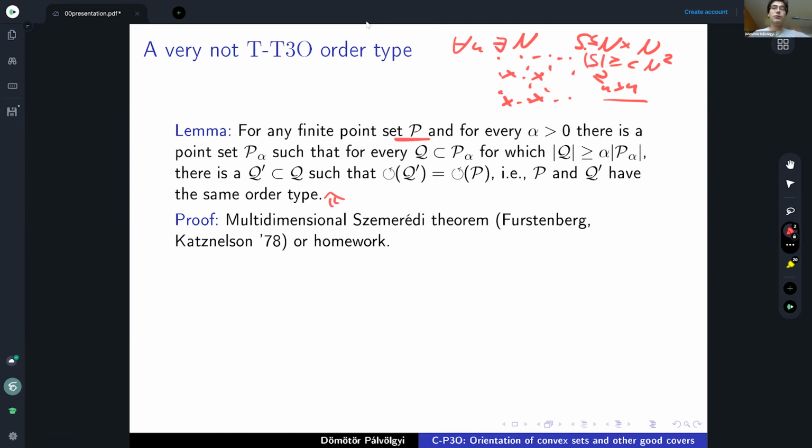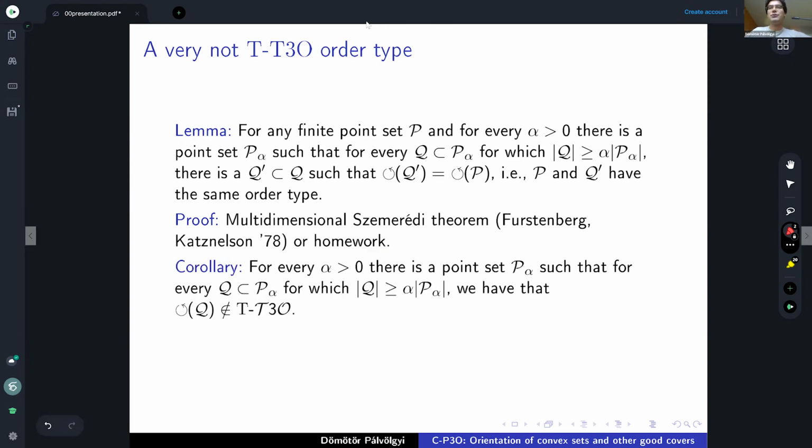But you don't have to use this heavy machinery. There's a very short proof. You can do this lemma in 2 lines with a nice trick. So I think this is a very good homework. You can hand it in for next week, those of you who are students. Okay, anyhow, so let's just accept that this lemma is true.